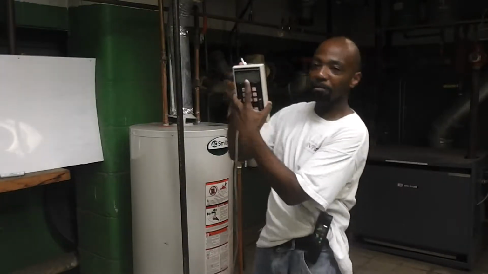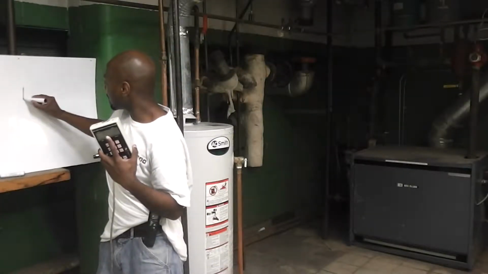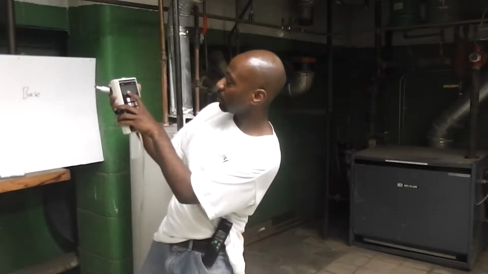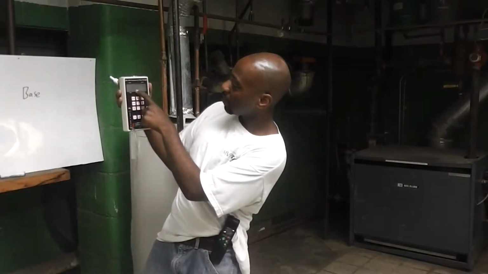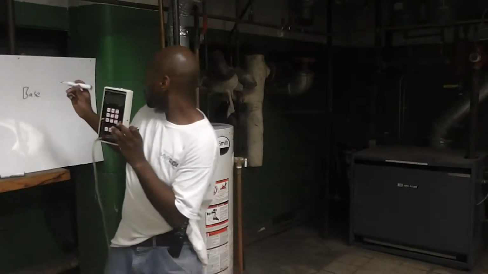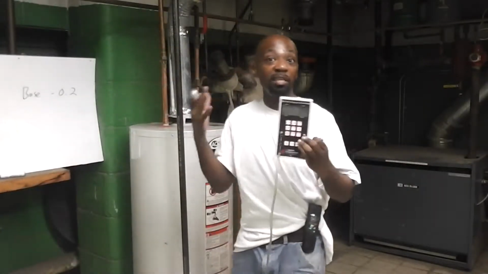It looks like we got roughly 0.2. So over here, I'm going to write our baseline, or base pressure. It's still fluctuating, but it looks like it's still roughly 0.2. So I'm going to put negative 0.2. That's how this place is in natural conditions.